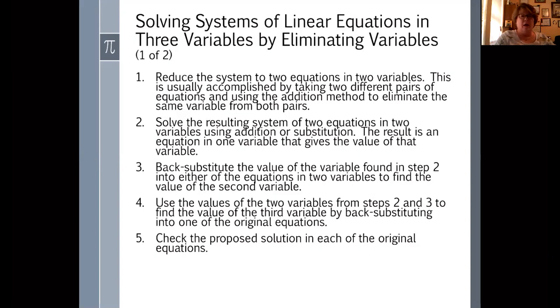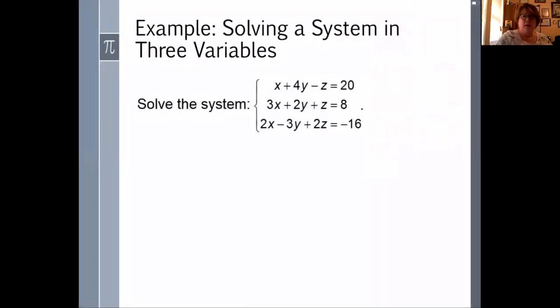All right, so let's solve the system. There we go. Let's solve the system. x plus 4y minus z equals 20. 3x plus 2y plus z equals 8. 2x minus 3y plus 2z equals -16.